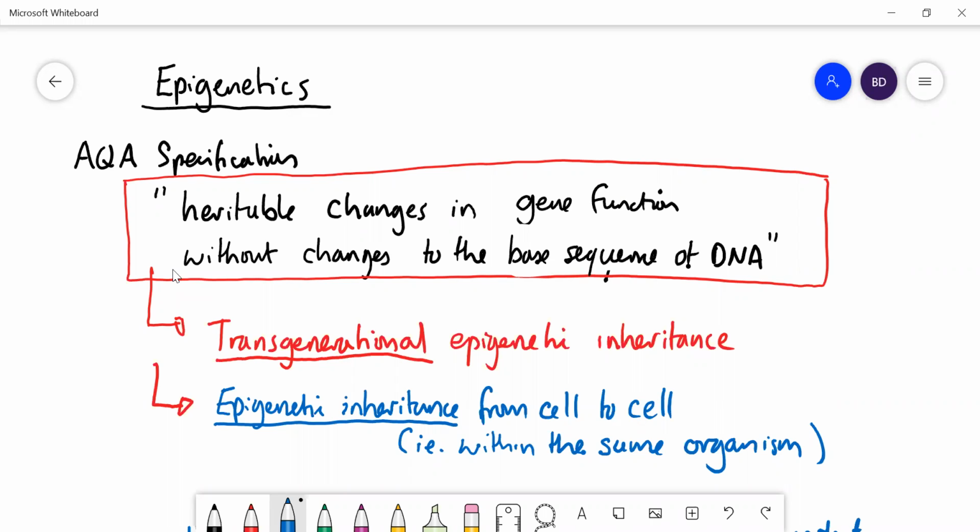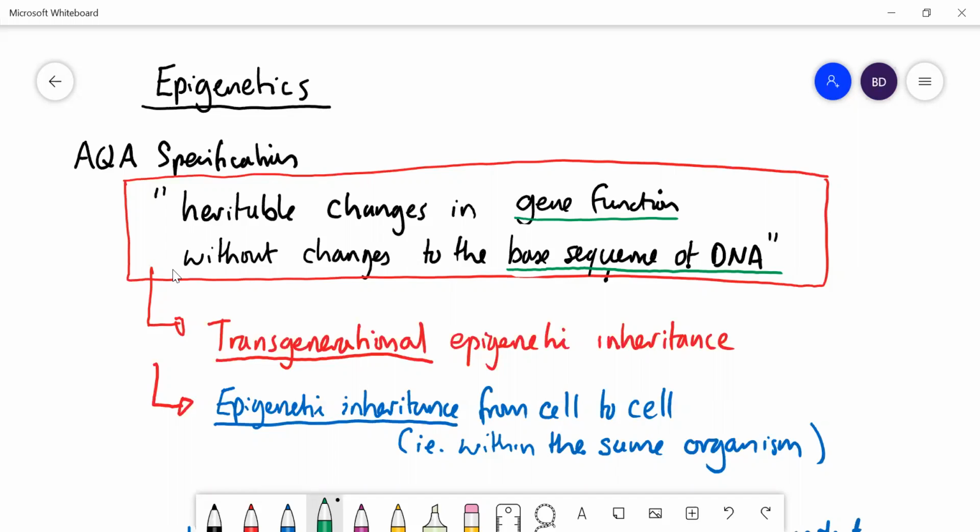They say it's a heritable change in gene function, so you can inherit it, but you do not have any changes to the base sequence of the DNA. So something else must happen to the arrangement of the gene, but certainly not its base sequence. We're going to look at those other things that can happen which change the function of a gene.